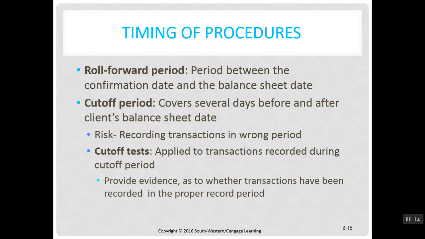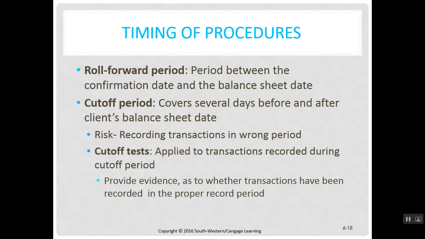Depending on the timing of the procedures, there's certain additional procedures that you need to perform. So this is referred to as a roll forward period. If you're performing interim date procedures, then you need to roll forward from that interim date to the balance sheet date. So if you're performing procedures as of 9/30 and it's a 12/31 year end, you need to roll forward what happened in those last 3 months of the year because you've only tested through 9/30.